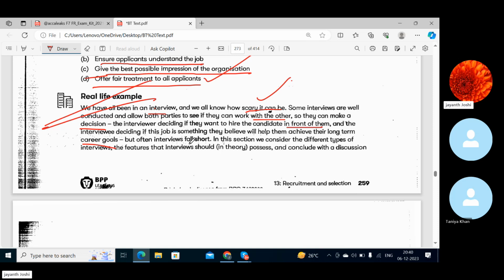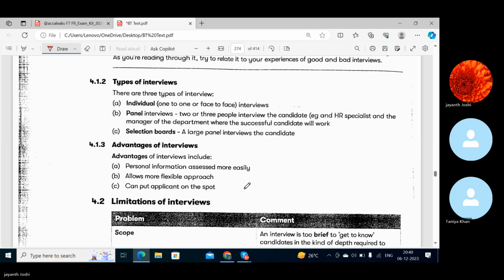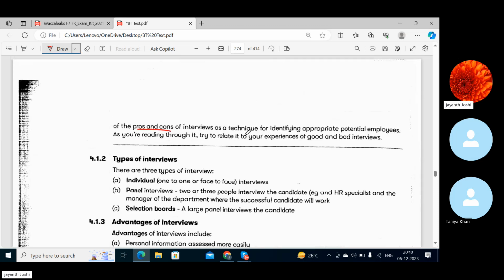But often interviews fall short. In this section, we consider the different types of interviews, the features that interviews should in theory possess, and conclude with a discussion of the pros and cons of interviews as a technique for identifying appropriate potential employees. As you are reading through it, try to relate it to your experiences of good and bad interviews.